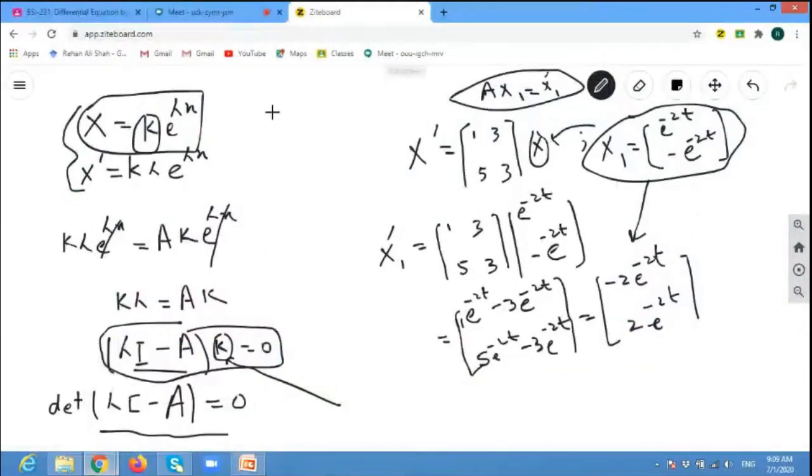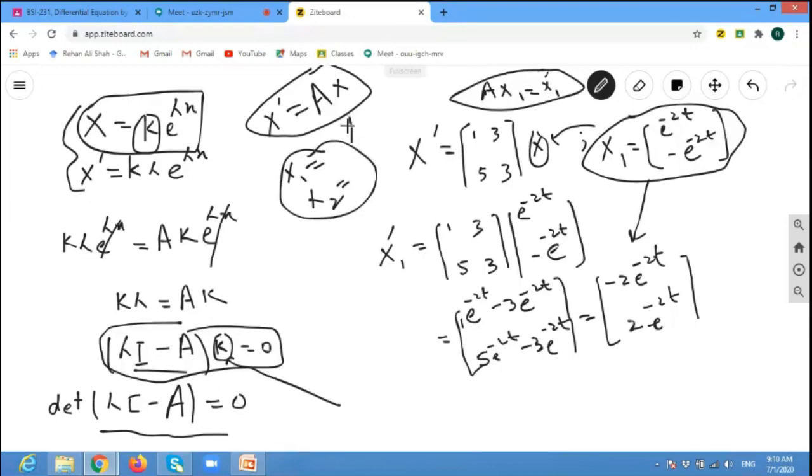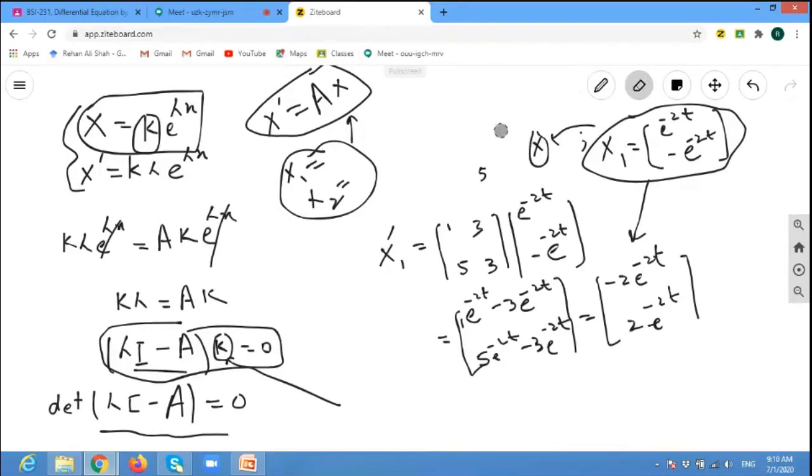Suppose you have a system x dash is equal to ax. This is a system. If this system contains two variables, the solution set will be x1 equal to some value and x2 equal to some value, and these will be the two solutions of this system. If this is a 2 cross 2 system, the solution set will be x1 and x2.